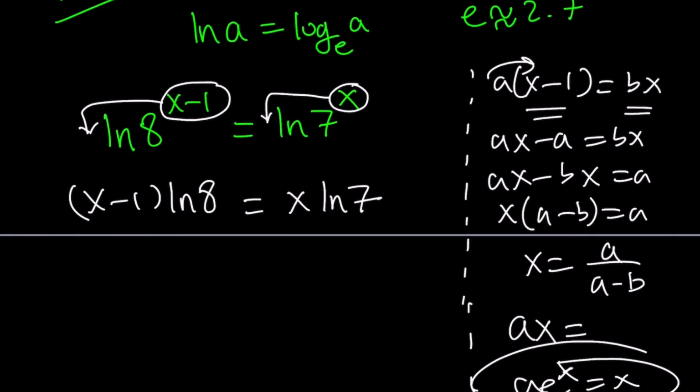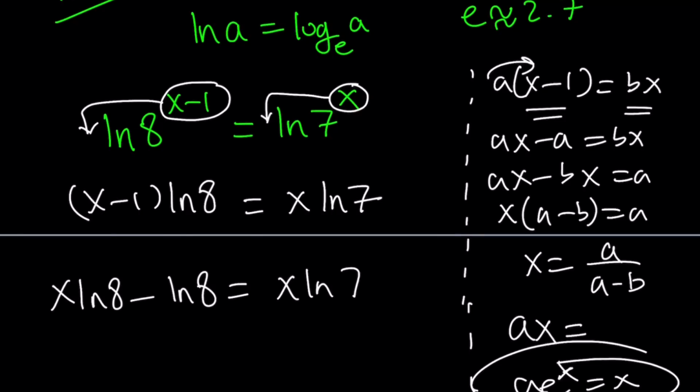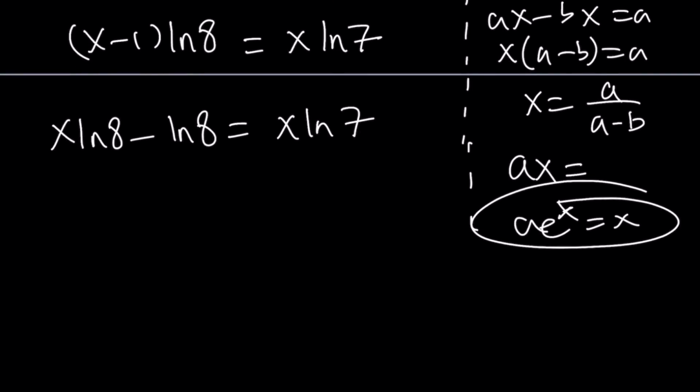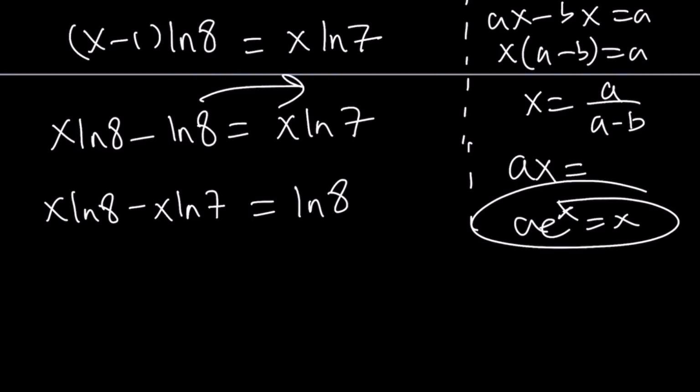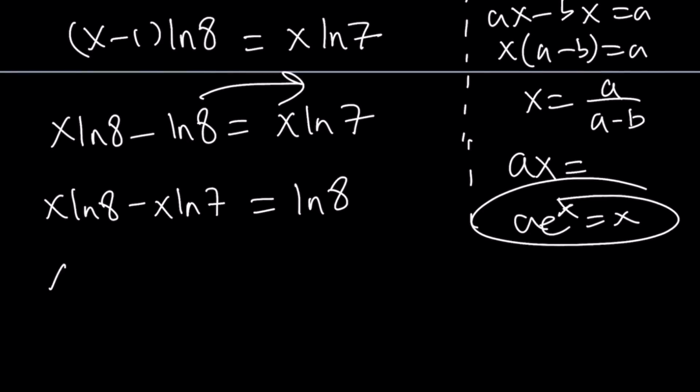So I talked to my soul. I should get on with the solution. x ln 8 minus ln 8 equals x ln 7. Now, we're going to put the x ln 8 and x ln 7 together and throw the ln 8 on the other side. Catapult it. Okay, great. Now we can take out x.